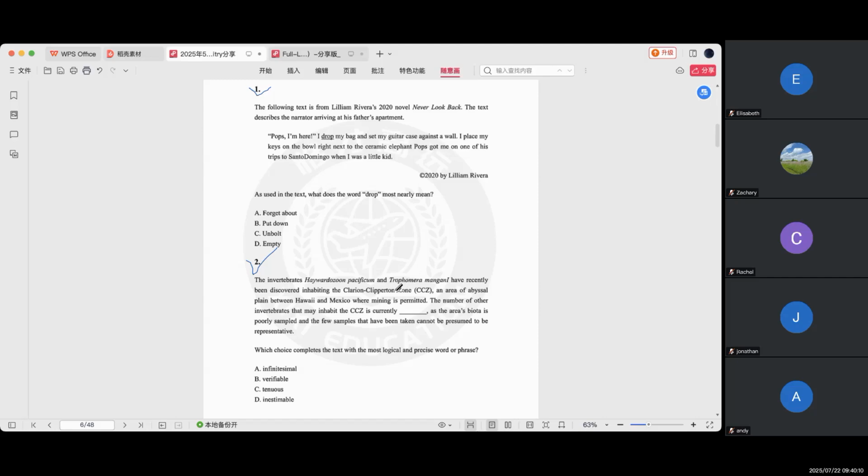So please first type 2 if you're ready, if you have the file with you. Please type 2, so I know all of you are on the same page.